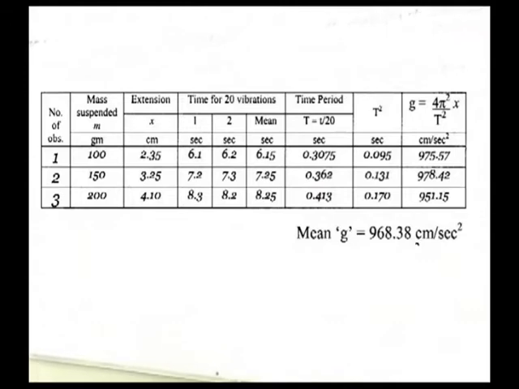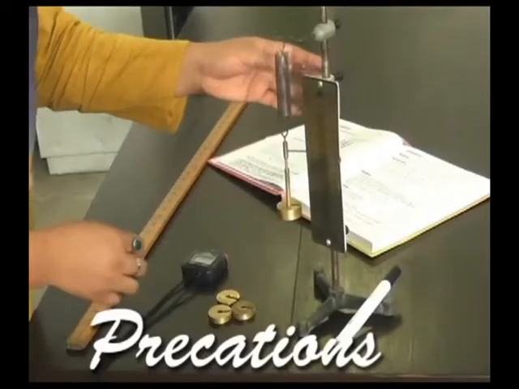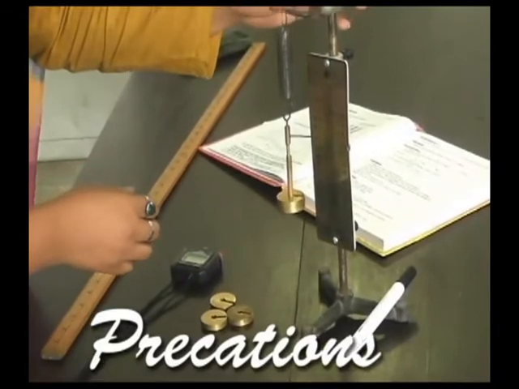Similarly, by performing the same procedure, we will take two more values by changing the weights in the slotted hanger, take the time period in the same procedure, and calculate the value of g. After completing three values, we will take the mean value of g, in centimeter per second squared. The actual value of g is 980 centimeter per second squared, and calculated by the performance, the value of g is this. After completing our procedure, we will take the percentage error.